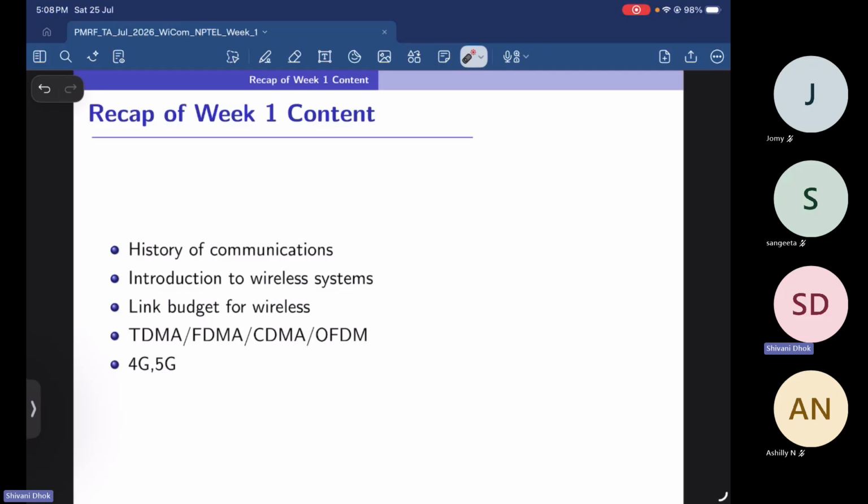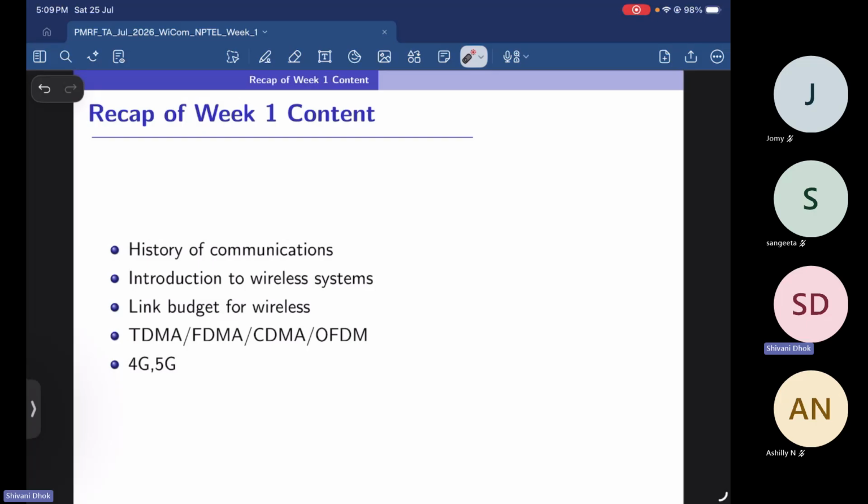Then other wireless technologies such as Bluetooth, Zigbee, Wi-Fi, and all those things. Then multiple access techniques such as time division multiple access, frequency division multiple access, CDMA, code division multiple access, and OFDM, which has been used since 4G, 5G, and will be used till 6G as well. And some brief overview of 4G and 5G. So this was a very high level introduction. Not much technical content was covered in this week apart from link budget. Link budget will also be covered in much greater detail in the coming weeks, once we look at cellular communication and all those things.